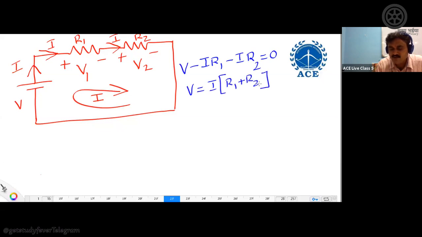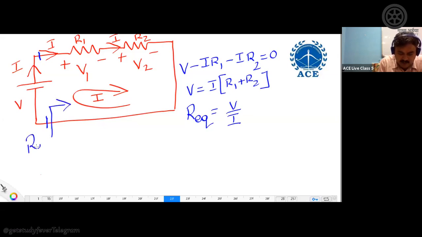So what is the meaning of R equivalent here actually? R equivalent is the ratio of voltage to current seen across which terminals? Source terminals. Generally we don't use this word so often. So we are actually measuring R equivalent seen from source terminals.